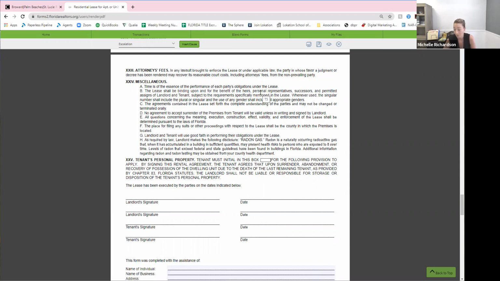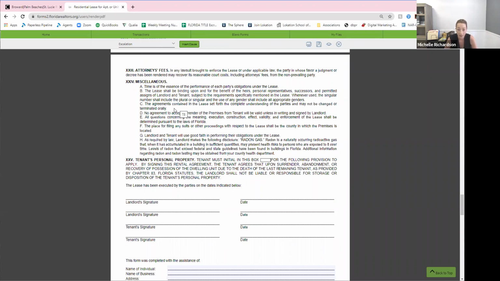Once a homeowner or a landlord passes away, it doesn't mean that the lease is completely terminated because there's no homeowner there anymore. Probate will have to go through, and then the heirs or personal representative will have to see the lease out until it expires. The agreements contained in the lease set forth the understanding of the parties and may not be changed or terminated orally. Everything is done in writing in real estate. Release and cancellations must be signed by both parties.